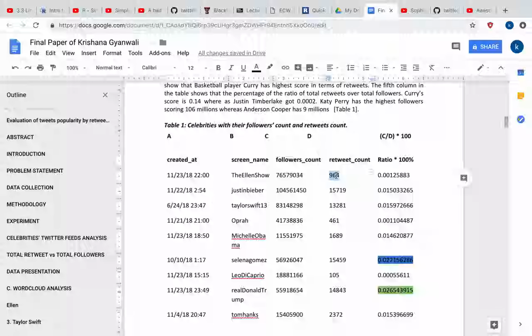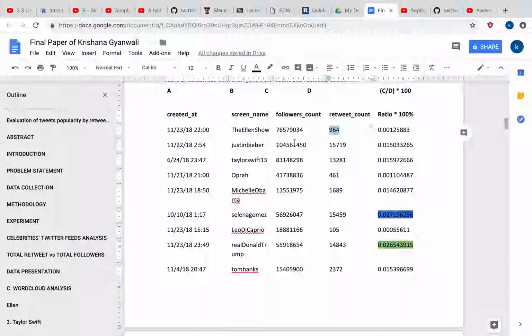Which basically means whether that particular tweet got higher attention or not. That was the basic purpose of this research. In the same way, Justin Bieber has 104 million followers, and he has only 15,719.